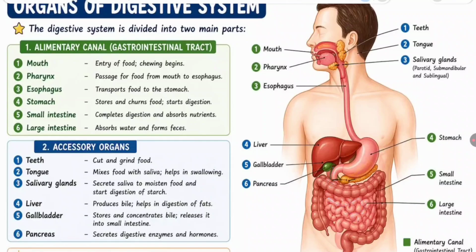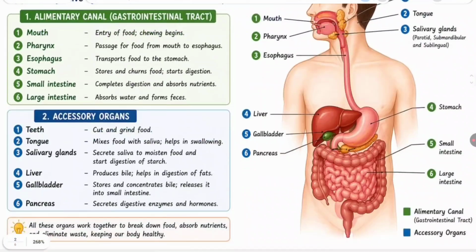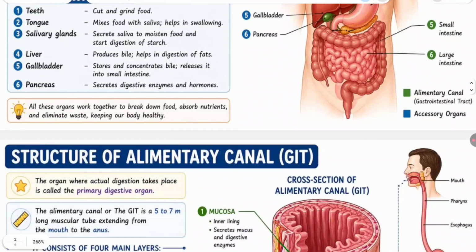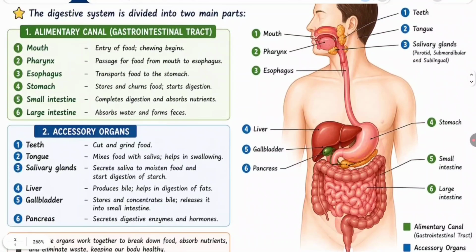Okay. Then pancreas. You can see pancreas. This is the pancreas. Pancreas secretes digestive enzymes and hormones. So all these organs work together to break down food, absorb the nutrients and eliminate the waste, keeping the body healthy. From the starting only I told that all the organs should work together to run a system properly.